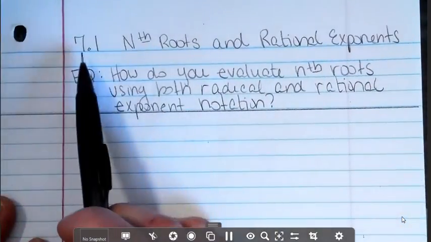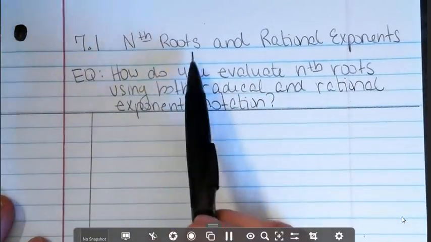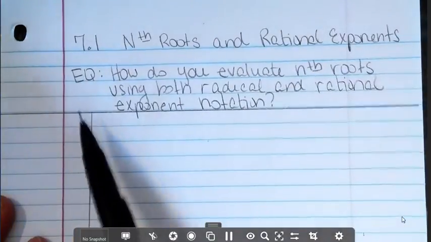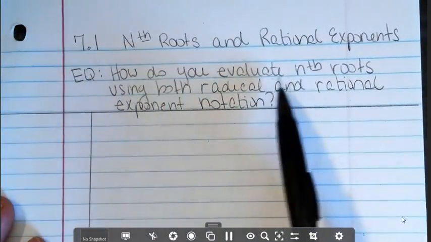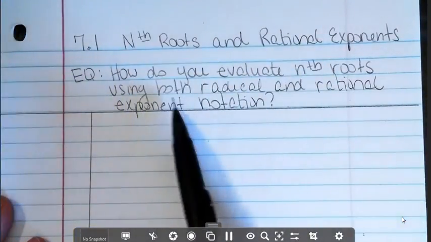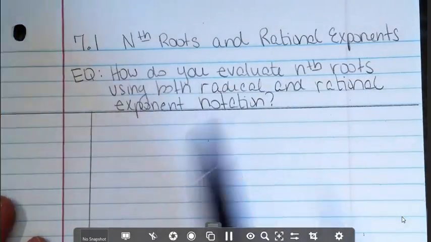Okay, we're going to start 7.1. These are nth roots and radical exponents. Your essential question: how do you evaluate nth roots using both radical and rational exponent notation?